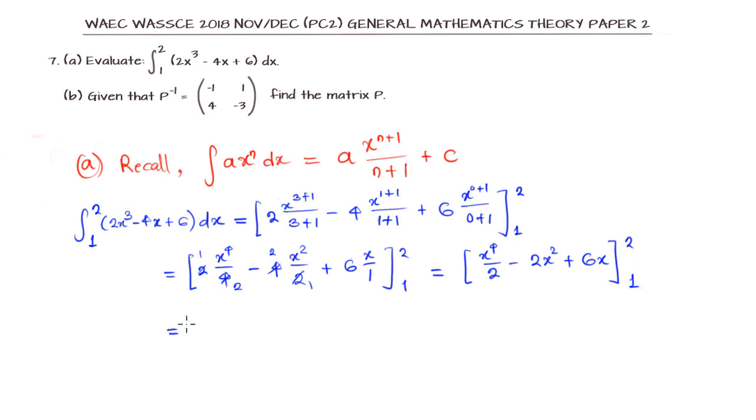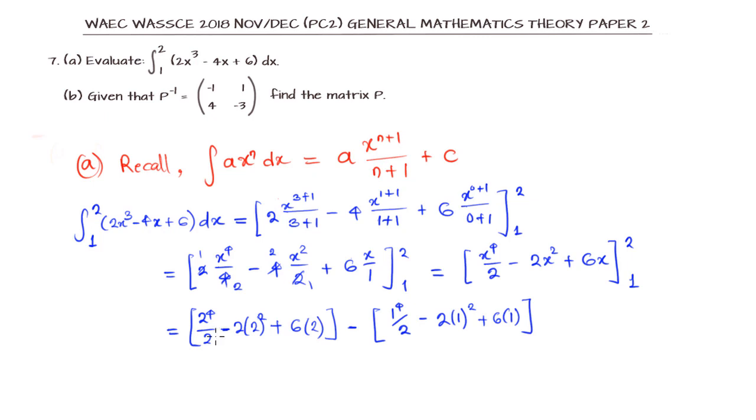So for the 2, instead of x, we have 2 raised to the power 4 over 2 minus 2 multiplied by 2 raised to the power 2 plus 6 multiplied by 2. All of these minus now the values for 1: 1 raised to the power 4 divided by 2 minus 2 multiplied by 1 squared plus 6 multiplied by 1. Now 2 raised to the power 4 is 16. 16 over 2 will be 8. That is, we have 8 minus 2 raised to the power 2, which is 4, times 2 is 8, plus 6 times 2 is 12, minus 1 over 2 minus 2 plus 6.